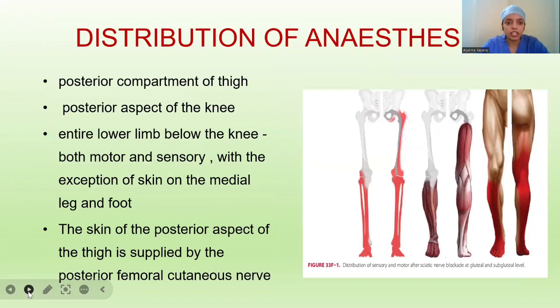The distribution of anesthesia includes the posterior compartment of the thigh, posterior aspect of the knee, and the entire lower limb below the knee, with both motor and sensory, except for the saphenous nerve territory. The skin of the posterior aspect of the thigh is supplied by the posterior cutaneous nerve of the thigh, which is also a branch of the sacral plexus.